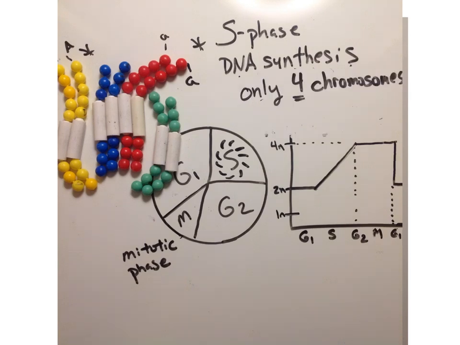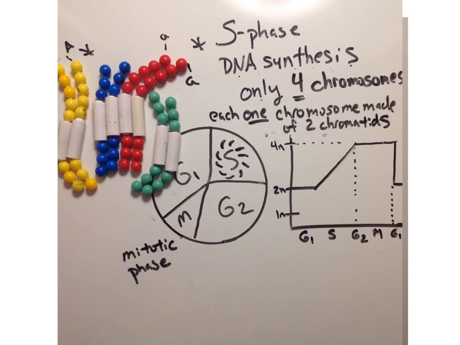Even though we've doubled the volume of DNA that's in the cell, there are still only 4 chromosomes present. The 2 identical copies of DNA produced by DNA replication, the sister chromatids, make up a single chromosome. Each chromosome is made of 2 chromatids, so there are still only 4 chromosomes present in the cell, 2 long ones and 2 short ones, but each chromosome is made of 2 chromatids.